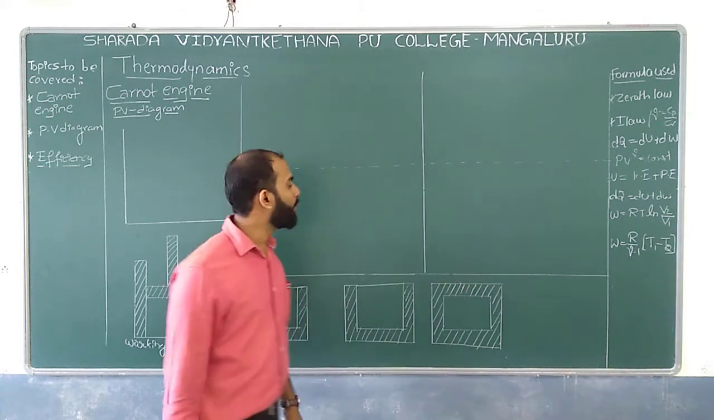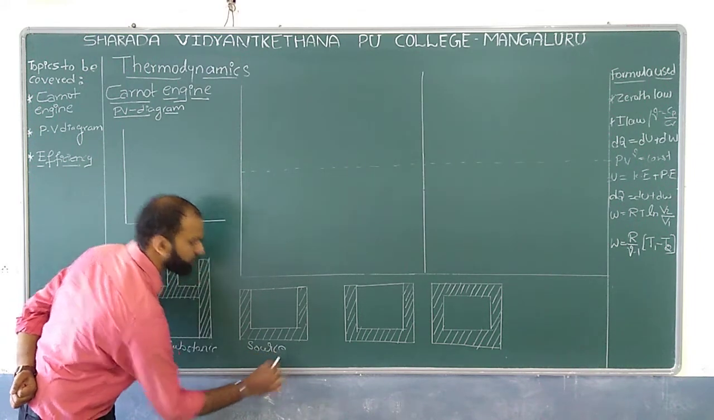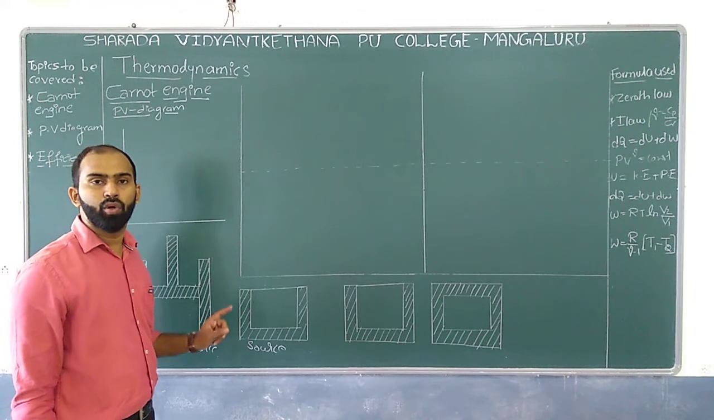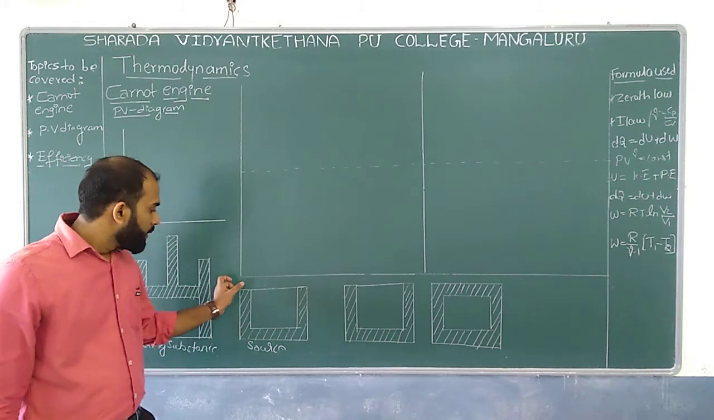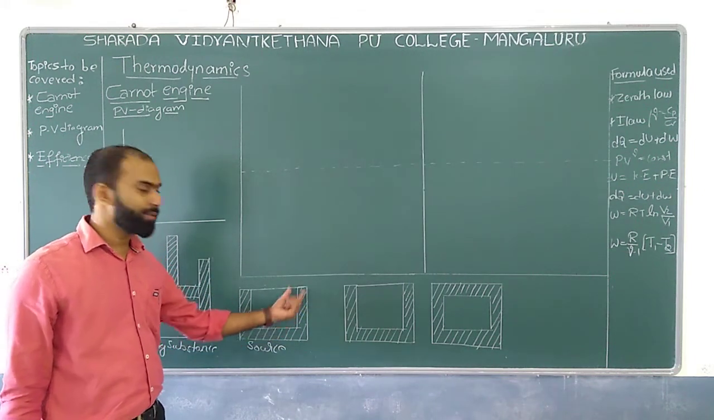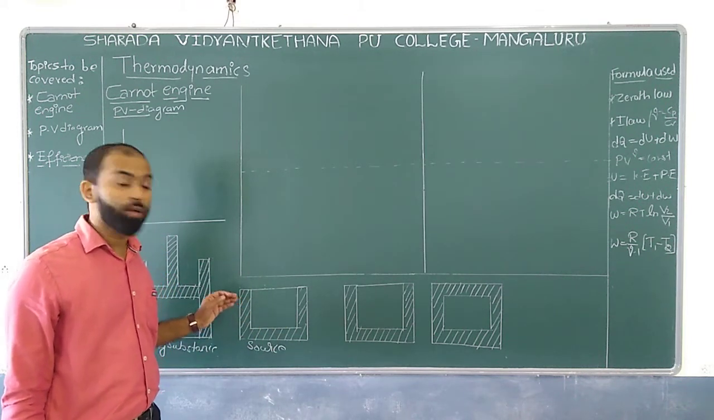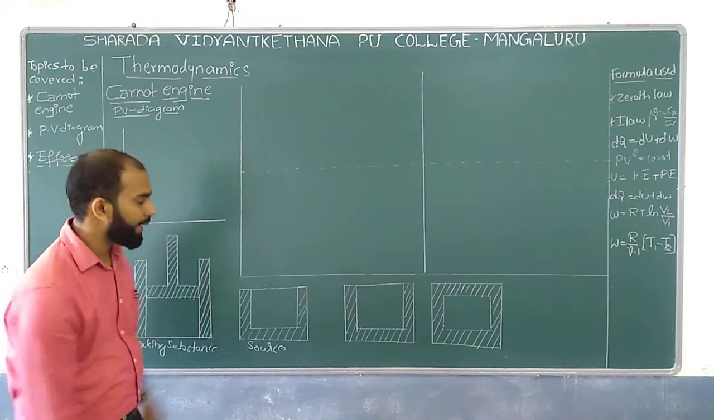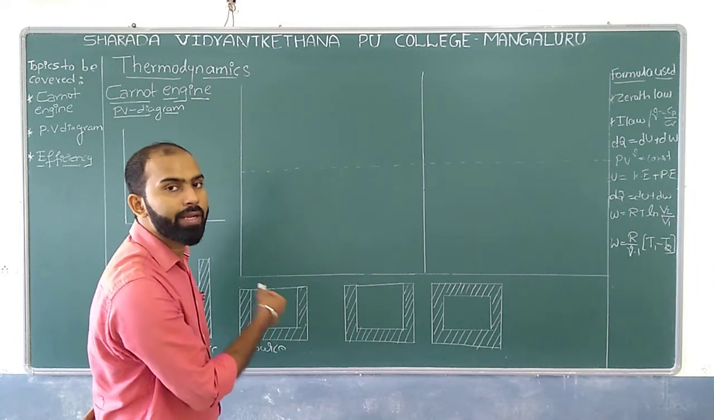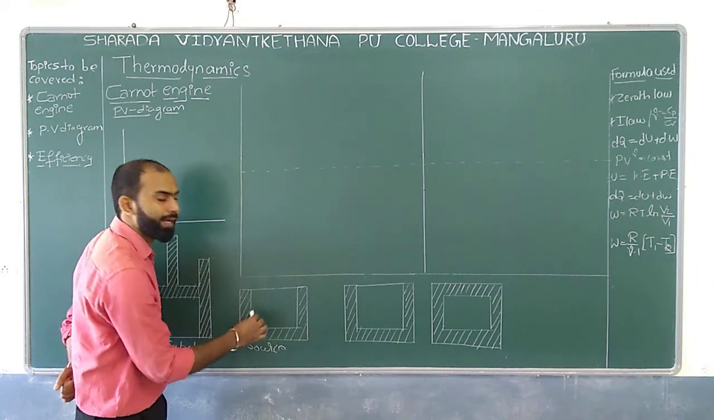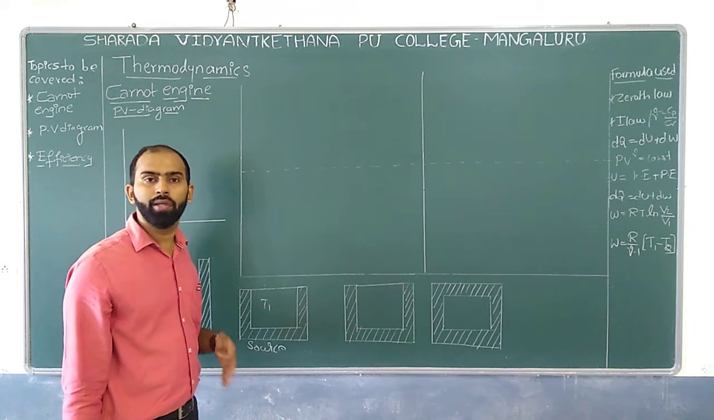One more part we have is the source. What do you mean by source? This is the representation of a source. It is surrounded by an adiabatic wall along with a non-conducting wall at the top. This line indicates a conducting wall. Inside, it is maintained at a temperature T1, a very high temperature. That is called the source.